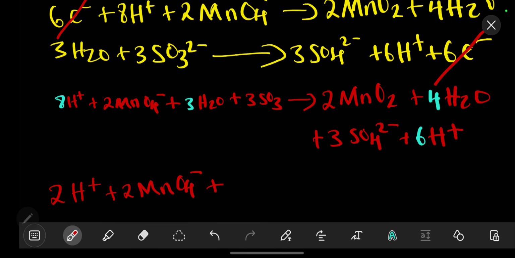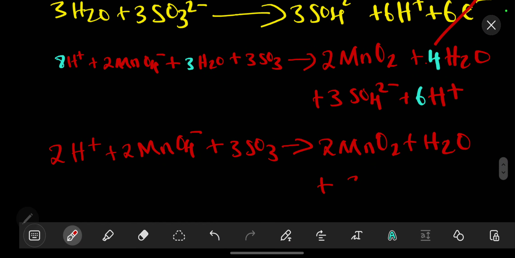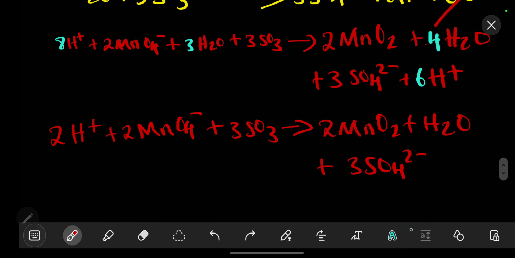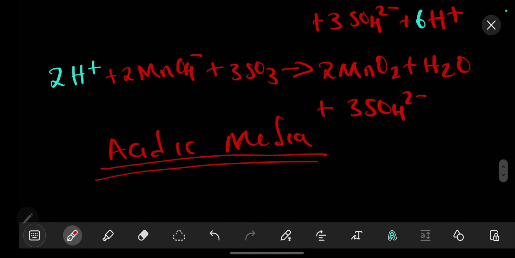So we have plus first our 3 SO3 to become our 2 MnO2. Then 4 minus 3 is 1, so we are going to have plus our H2O. Then we have plus our 3 SO4, 2 negative. So that's that. So this means to say as long as you have the hydrogen ion as the only positively charged ion, that means to say it is done in acidic media. So this is how we do our acidic media.